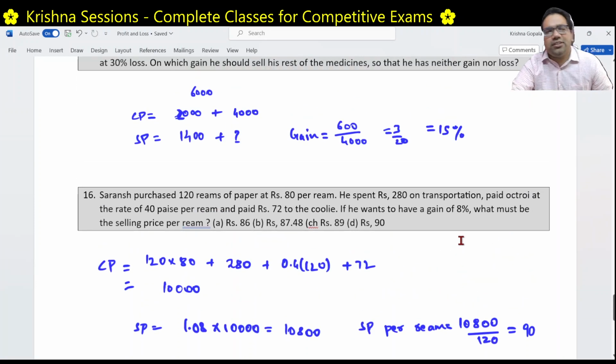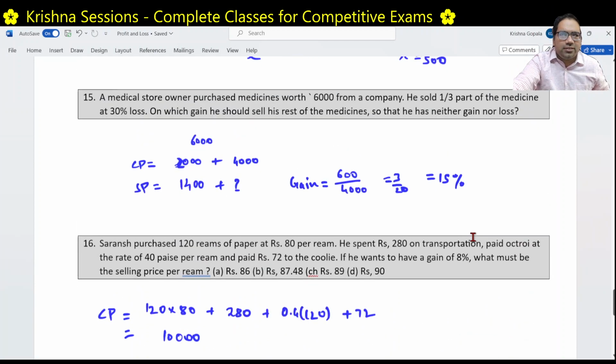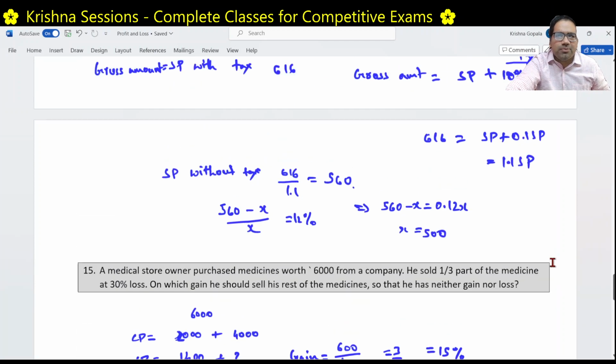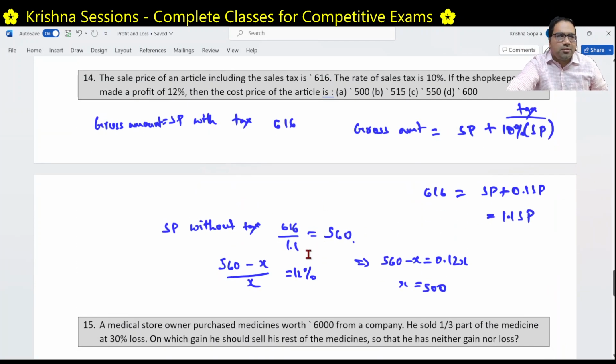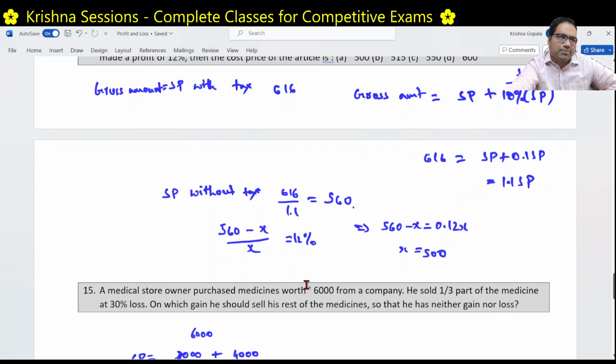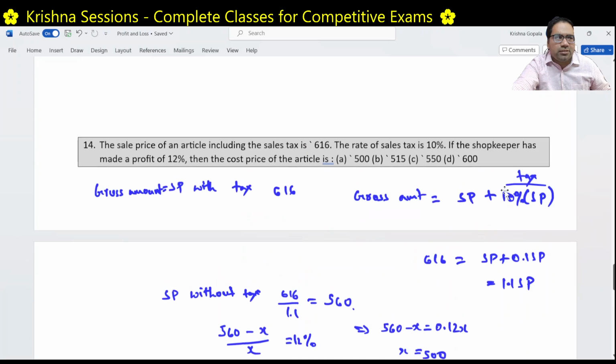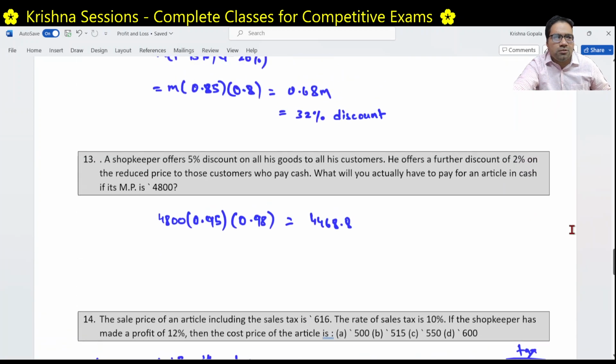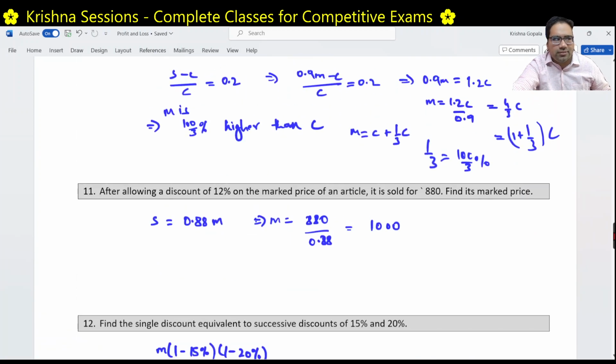Right. Hope you understood these problems. All these problems are very simple. We just need to understand one concept very clearly. That is, gain percent or loss percent is equal to sales price minus cost price by cost price into 100. This is the only formula for calculating cost price and selling price. And then we just need to be a little careful on how to write this equation.